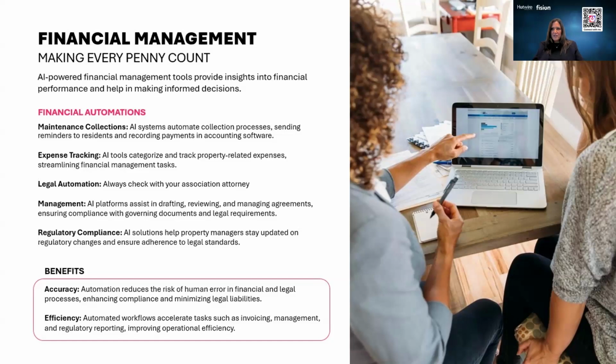So automating things can reduce the risk of human error in financial and legal processes, enhancing compliance and minimizing legal liabilities. So it's really great if you can automate some of your processes and your workflows to improve and accelerate your tasks, such as invoicing, management, regulatory reporting, and improving operational efficiency. There are other software that you can use. There's Vantaka, Sync, Door Loop, Condo Control, Buildium, Pay HOA, Yardi, AppFolio. There are so many property management software out there.